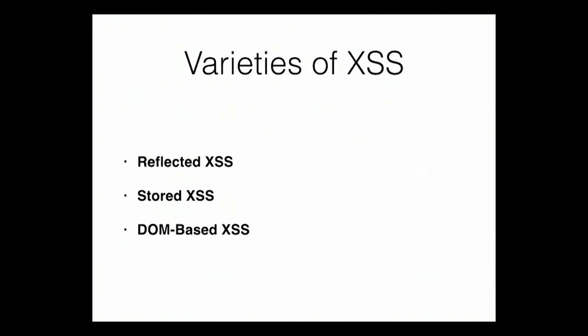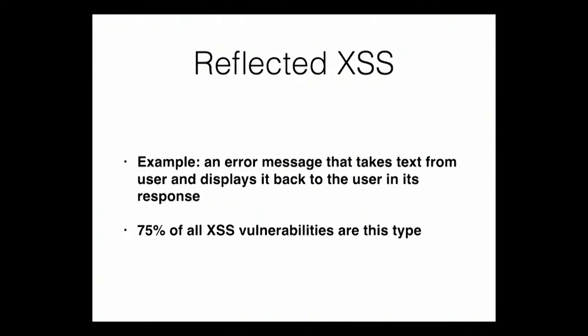So the three main categories are reflected, stored, and DOM-based, which is kind of a strange mixture of the two. Reflected is the most common and the simplest, where you have something like a page where you put in a query string, and then the next page says, results for shoes. So something I put in appears on the next page, and if they don't filter it, then I can put script in, and the script will bounce back on the next page.